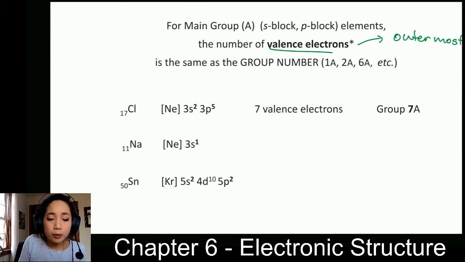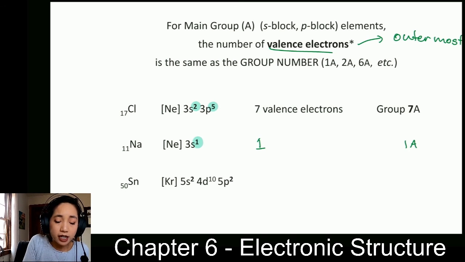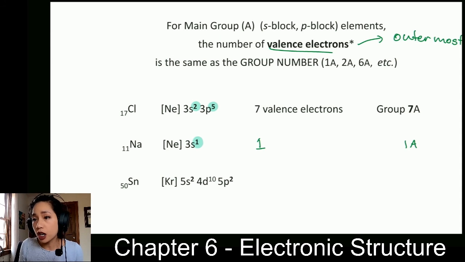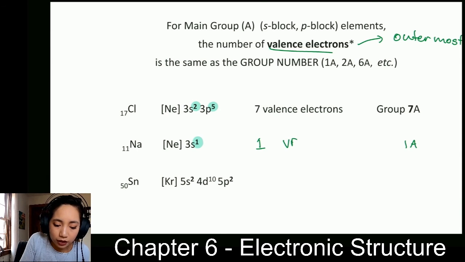So there are 7 valence electrons in chlorine. The number of valence electrons within a neutral atom is equal to its group number. Chlorine has 7 valence electrons and is in group 7A. Sodium is in group 1A, so it's going to have 1 valence electron. If you wrote out its full or noble gas configuration, you would see that the outermost electron is a 3s1 electron, so it has 1 valence electron.